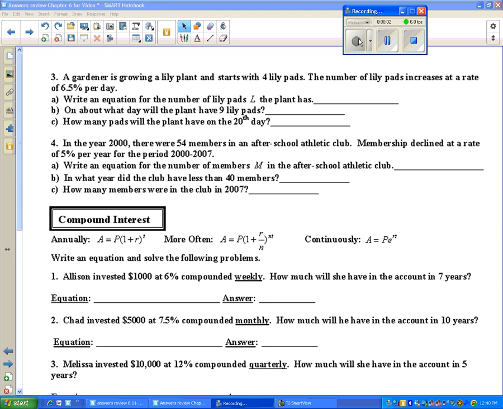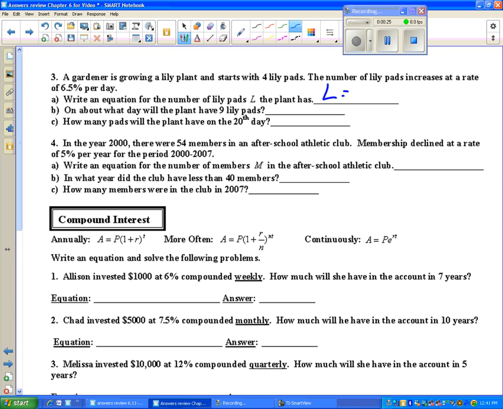So this is the Chapter 6 video for this Chapter 6 test review. This is the third and fourth page. A gardener is growing a lily plant and starts with 4 lilies. The number of lily pads increases at a rate of 6.5% per day. Letter A, write an equation for the number of lily pads L the plant has.